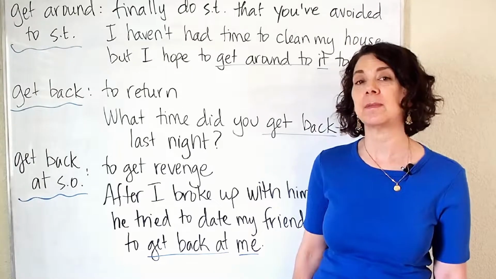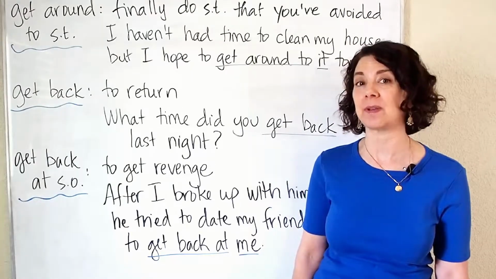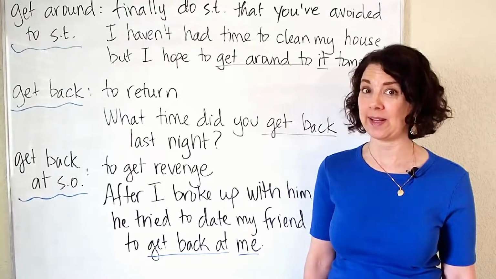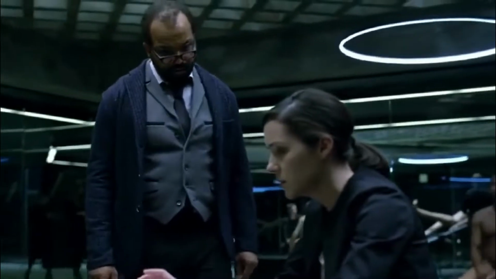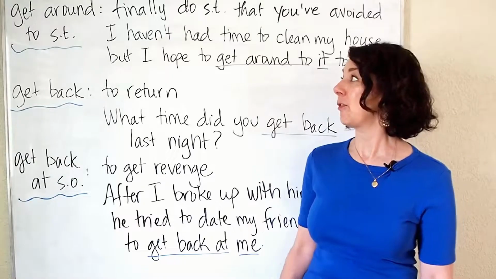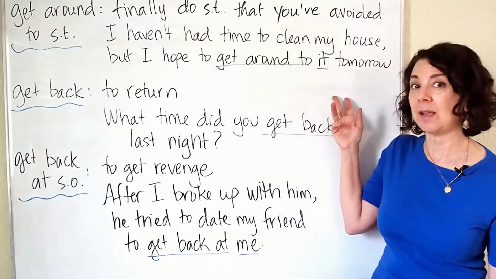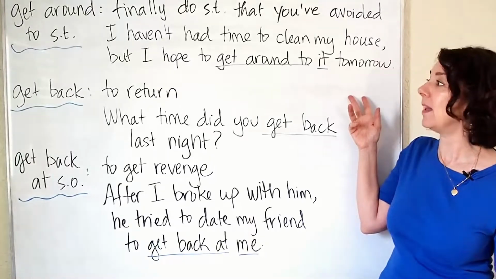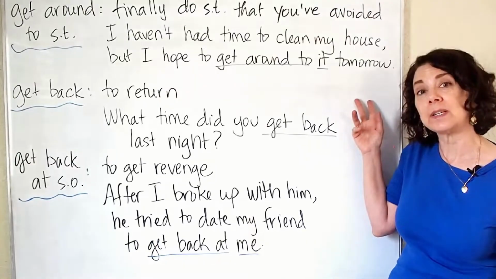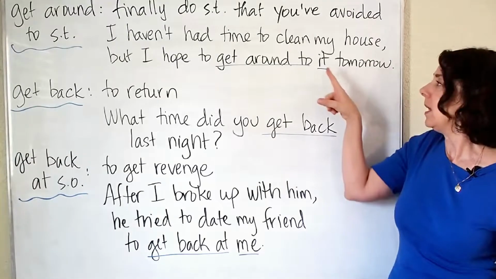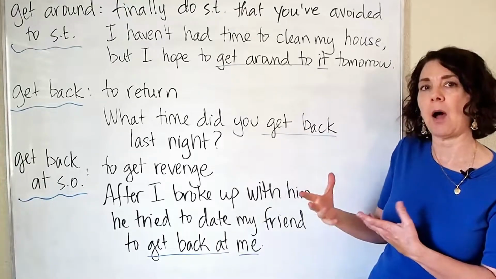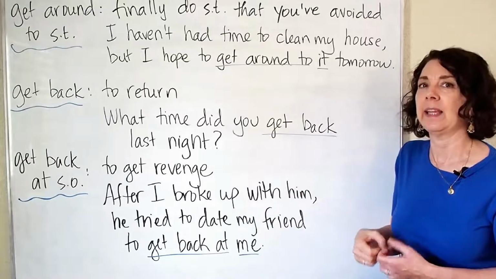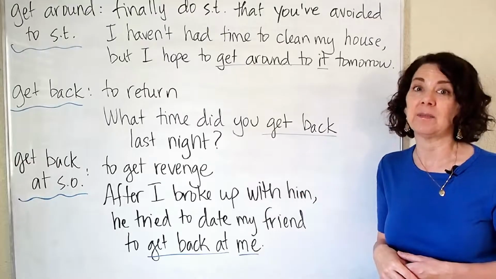And for the last ones, first, to get around to something. To get around to something means to finally do something that you've been avoiding or postponing. I'll get around to it. For example, I haven't had time to clean my house, but I hope to get around to it tomorrow. Now, if we don't know what we're talking about, we could replace this with a noun or with a gerund, like I need to get around to cleaning my house.